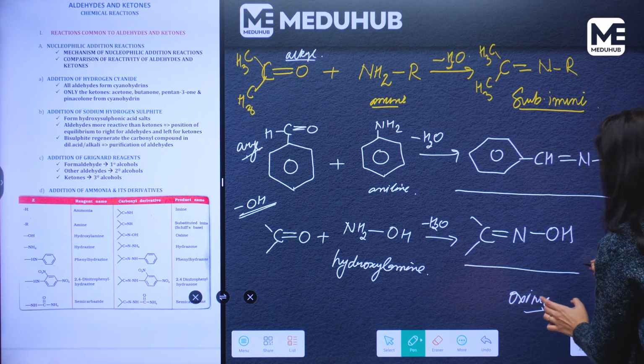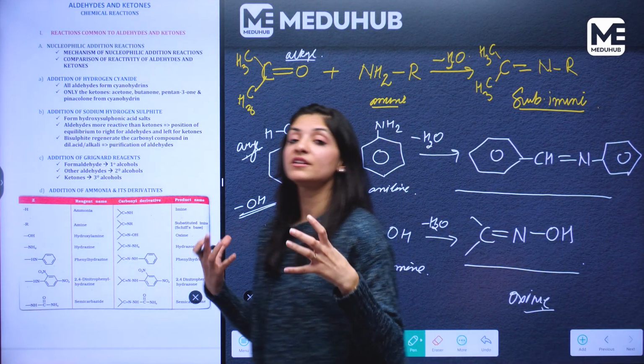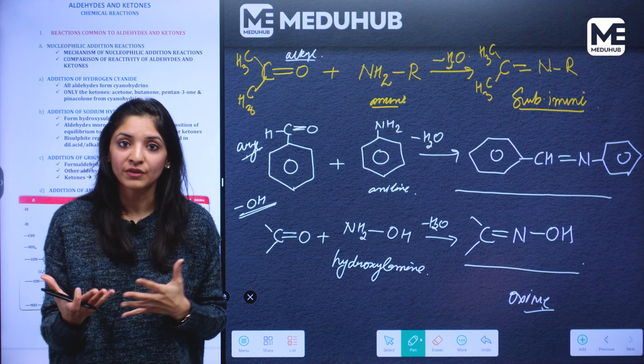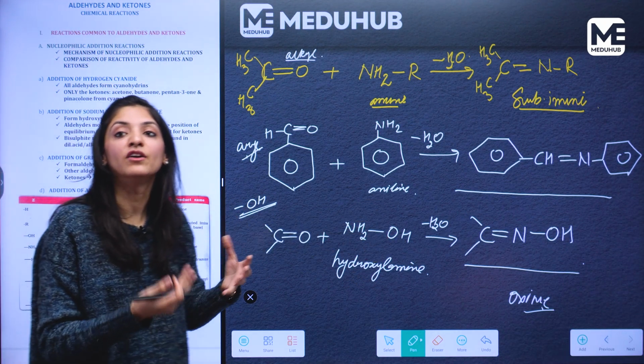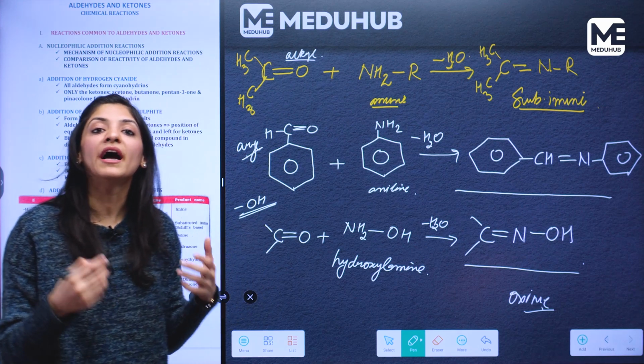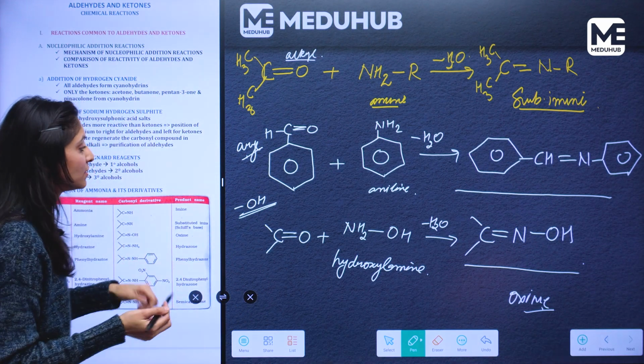So this is an oxime. Oximes have a characteristic color depending on the carbonyl compound that we have used. So this reaction can also be used to determine which aldehyde or ketone is there. So it is used for the identification of aldehydes and ketones.